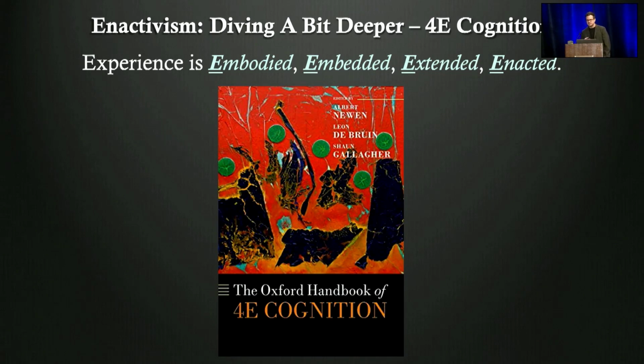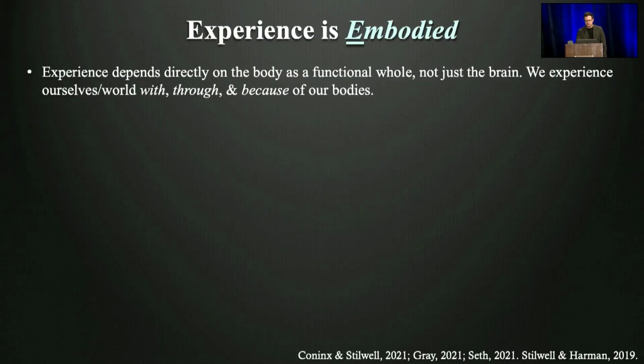So the idea is that the experience is embodied, embedded, extended, and enacted. So what I'm going to do, I'm going to briefly go through each of the E's, and I'm going to give some various examples to illustrate them, but also some applications to pain. So first E, experience is embodied. So the idea here is that experience depends directly on the body as a functional whole, not just the brain. So we experience ourselves and the world with, through, and because of our bodies.